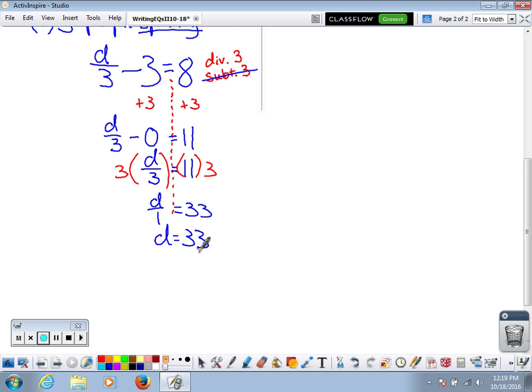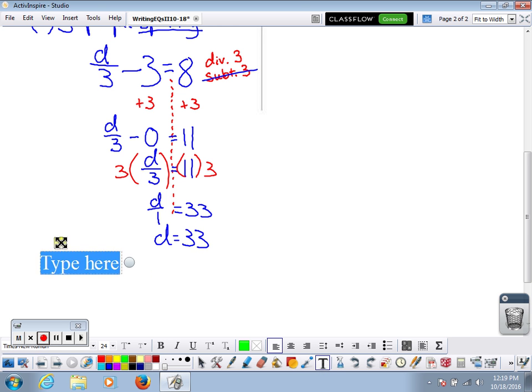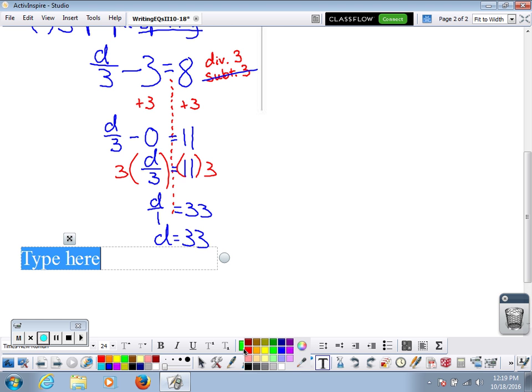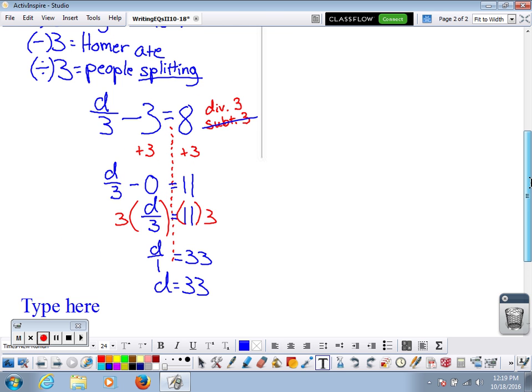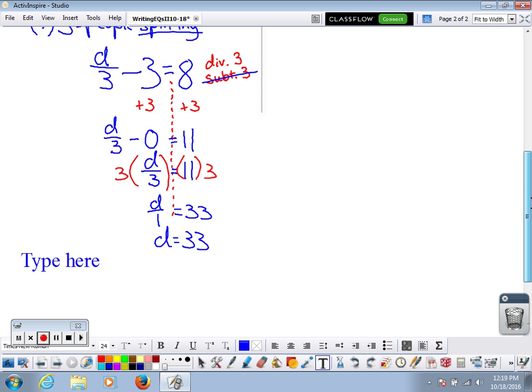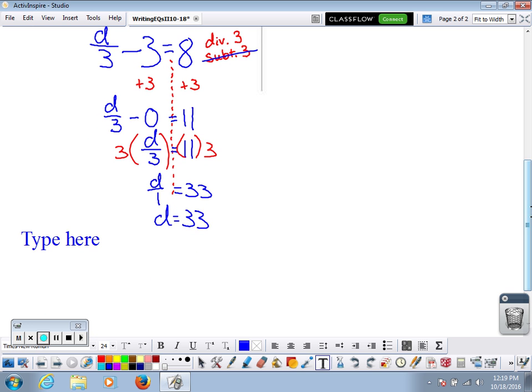Now, guys, this is a story problem. The question is asked with a complete sentence, so we answer it with a complete sentence. Okay, who can give me a complete sentence here? Very good. The question was, how many donuts were in that box? Well, we solved it. We said D was the donuts in the box, and we said D equals 33. So we would say there were 33 donuts in the box.